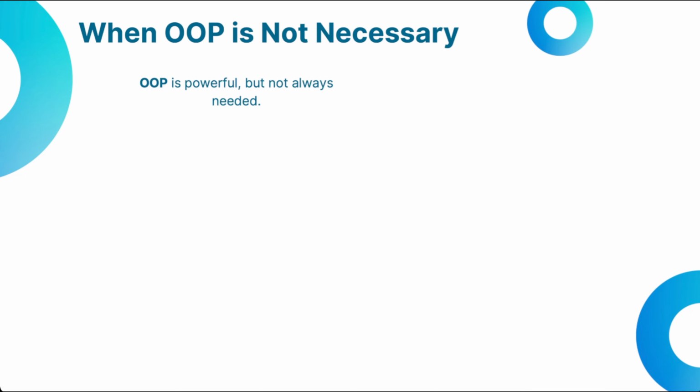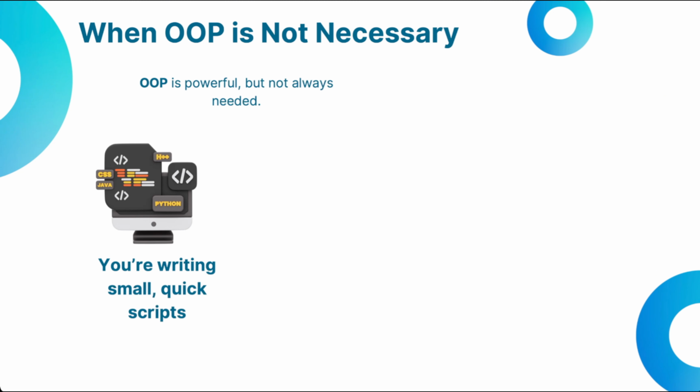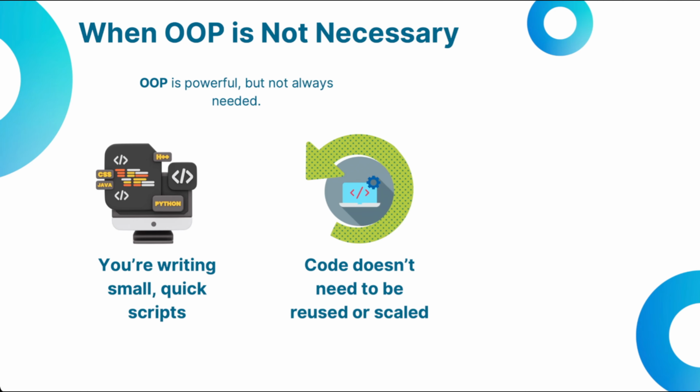So, when should you skip object-oriented programming? Use simple procedural code when you are writing a small, quick script. For example, if you just need a one-off script to convert some files or print a report, object-oriented programming isn't needed. Object-oriented programming is not needed when your code doesn't need to be reused or scaled. If you're not planning to extend or maintain it later, procedural code is fine.